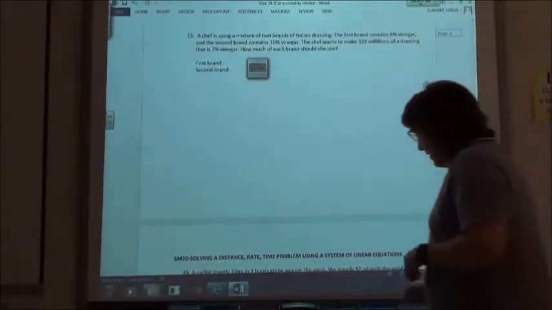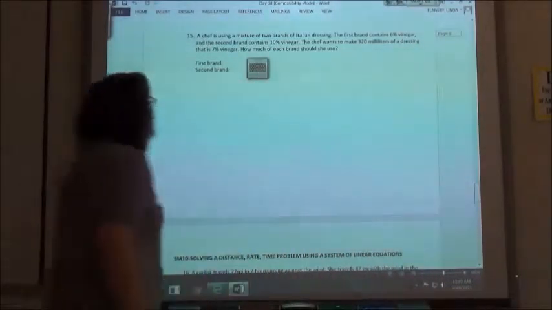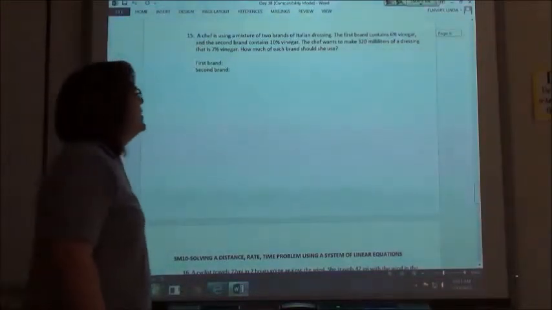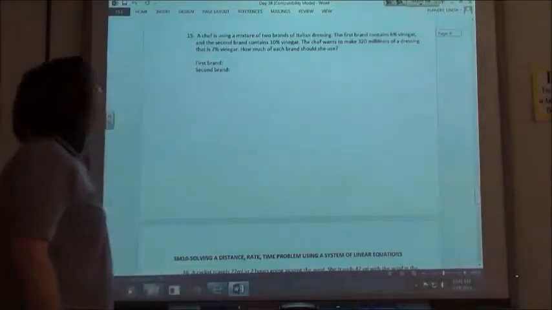Number 15. A chef using a mixture of two brands of Italian dressing. The first brand contains 6% vinegar. The second contains 10% vinegar. The chef wants to make 320 milliliters of a dressing that is 7% vinegar. How much of each brand should she use?